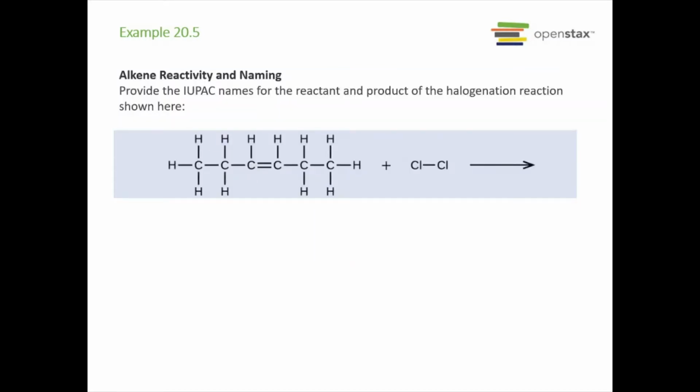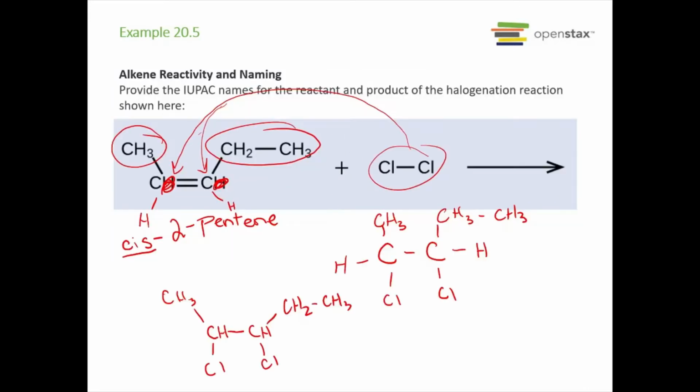Okay, here's another example. We want to figure out the IUPAC names for the reactant and the product of this halogenation reaction. So let's start by naming this reactant. We see 1, 2, 3, 4, 5, 6 carbons. Oh, whoops. Oh, let me go back. We forgot to name our product.